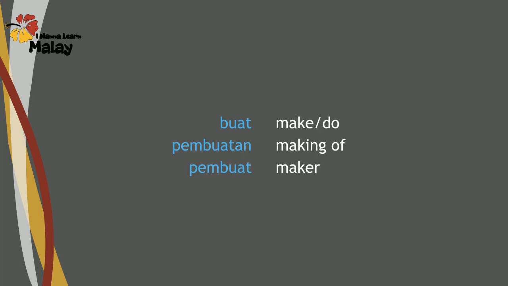Another example is to make. In Malay is buat. Pembuatan would be the making of or production. But pembuat would mean the maker of something.